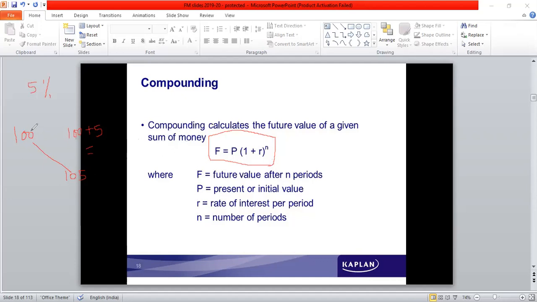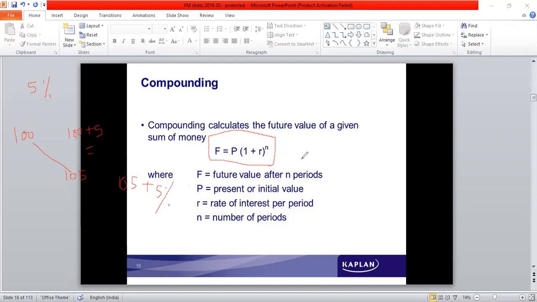If it increases by 5 by the end of the first year, then by the end of the second year, on 105, another 5% will be calculated. If it is the third year, it is again multiplied. Whatever this value is, on this value 5% interest will be calculated and accumulated. So the principal amount into (1 plus R) whole to the power of N is the equation to find out the future value.